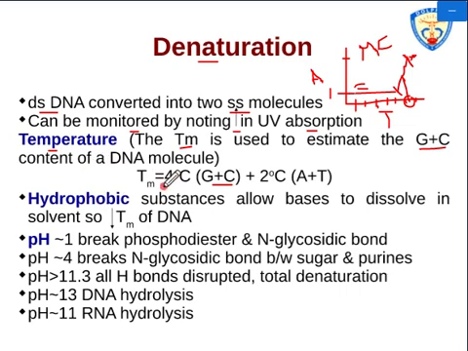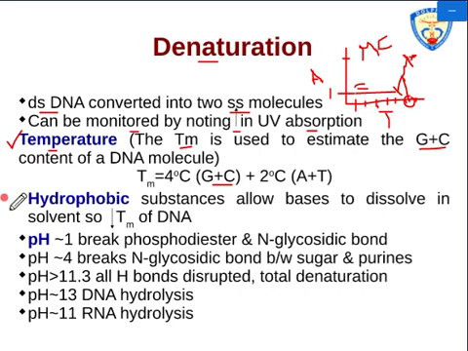The melting temperature or Tm is equal to 4 degrees Celsius multiplied by guanine plus cytosine plus 2 degrees Celsius multiplied by adenine plus thymine. So one way that we can denature and study the denaturation of a DNA sample is by heating the DNA sample. Heating or melting or denaturation is by which double-stranded DNA is converted to single-stranded molecules by breaking the hydrogen bond between the two strands.